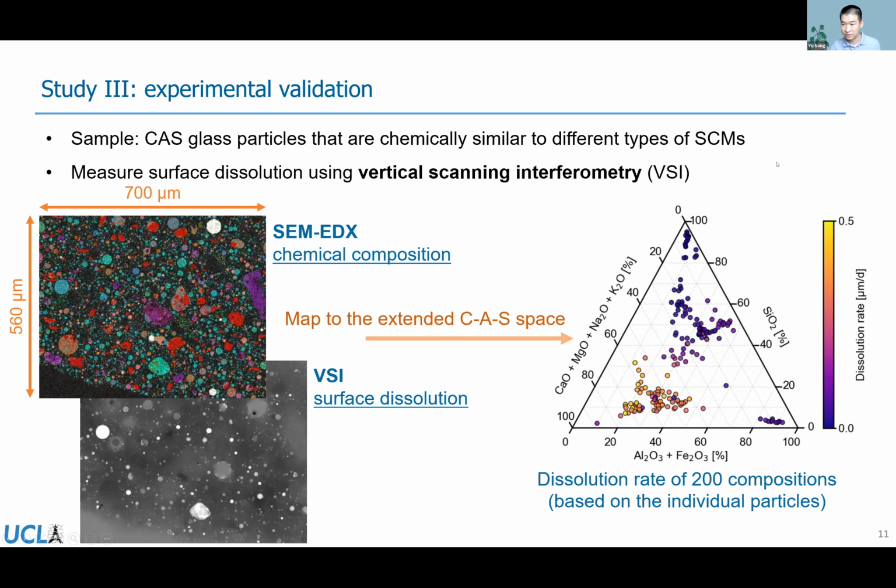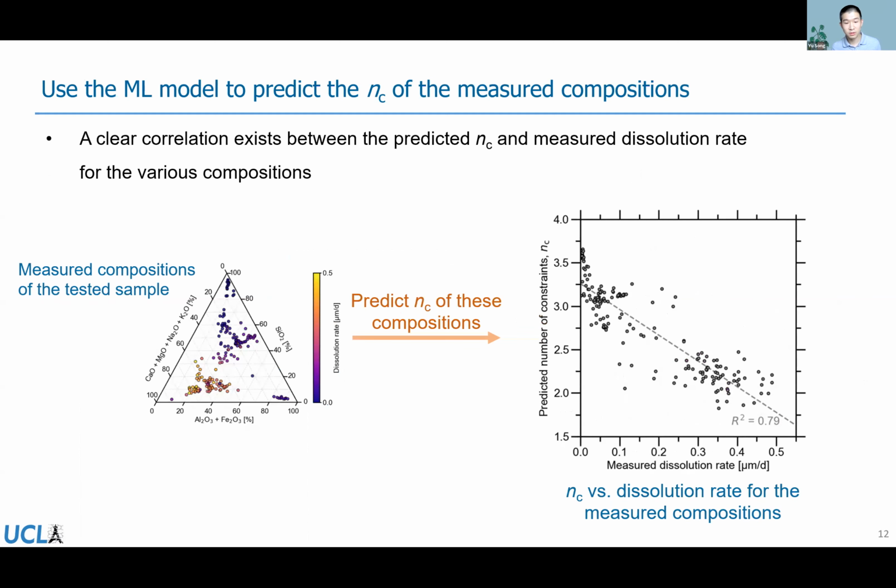After extracting the composition variation of the raw sample into this ternary space, this is what we have. But in this case, you can see that the color bar shows the dissolution rate rather than the topological constraint. So it's totally separate from what we did in the first two studies. But what you may also notice is that we also have the bulk material composition for the data that we actually measured from the lab. And we can use that information as the input for our trained machine learning model and predict their topological constraint.